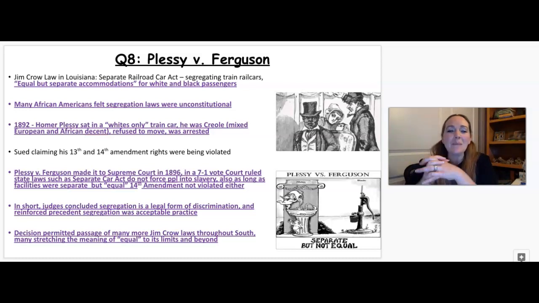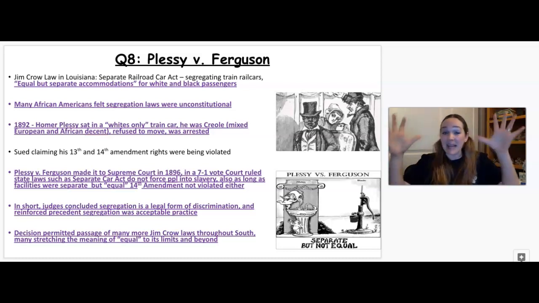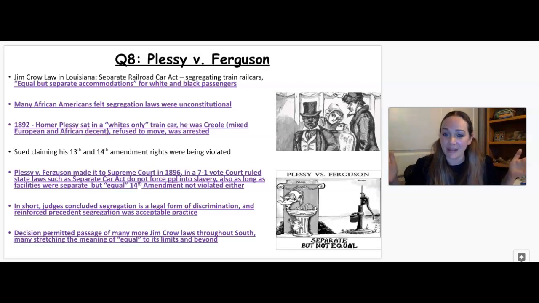Okay, so Q8, Plessy versus Ferguson. You should know by the title that this is going to be about a court case. This court case, Plessy versus Ferguson, is going to ultimately make it all the way up to the U.S. Supreme Court. So what happened?